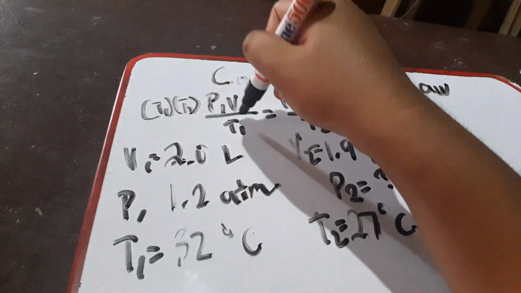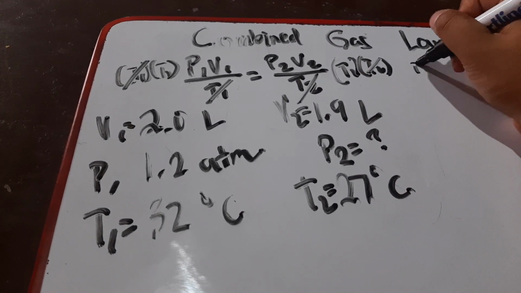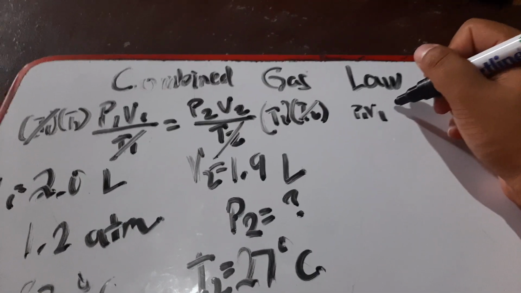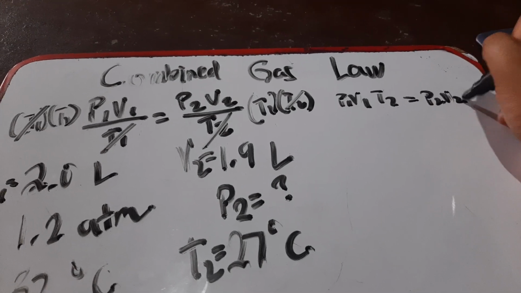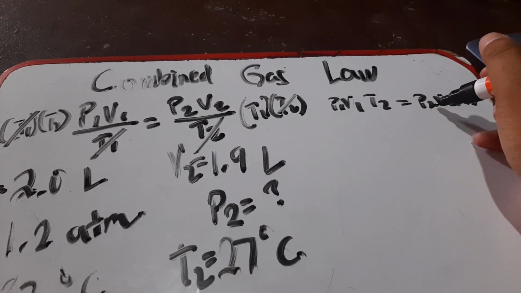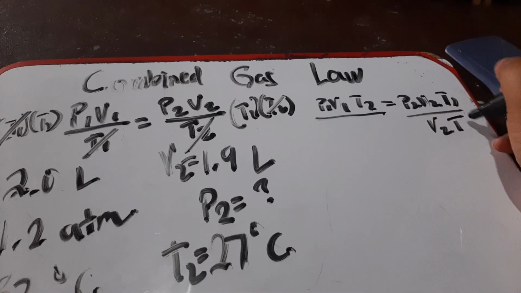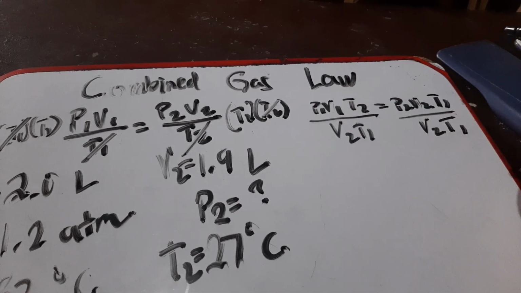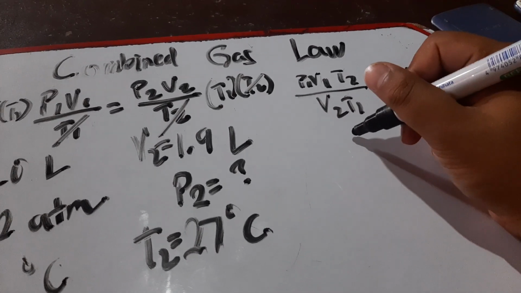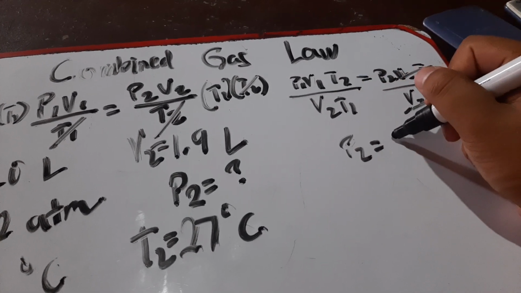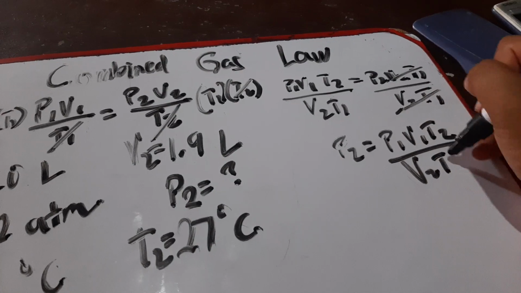T1 would cancel out. T2 would cancel out. I'll be left with P1 V1 T2 is equal to P2 V2 T1. And then, to isolate P2, I divide both sides by V2 T1. This will cancel out. I'll be left with P2 is equal to P1 V1 T2 over V2 T1.